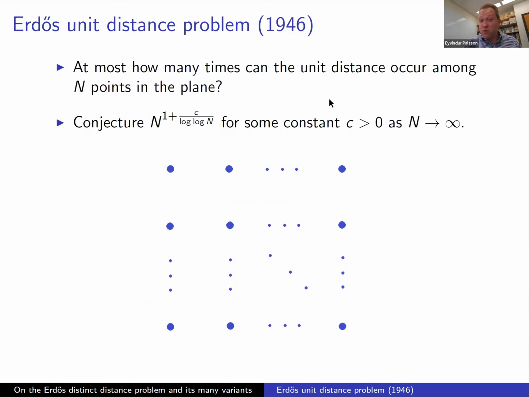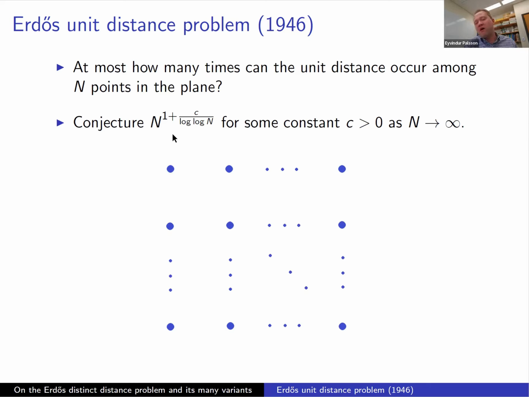Erdős looked at this one too, in the same paper where he posed the distinct distance problem. At most, how many times can the unit distance occur among n points in the plane? And using the integer lattice, he got a construction that gave slightly more than n unit distances.